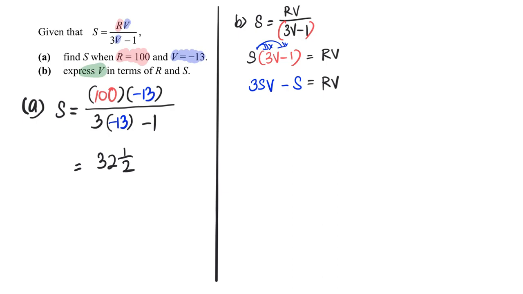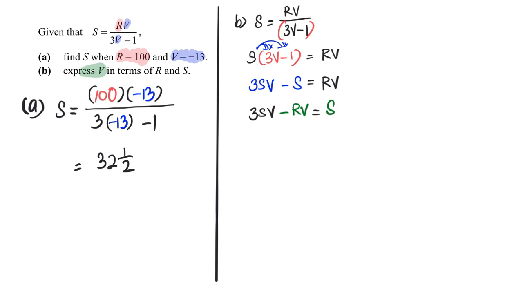subject. So all the terms with V on one side, all the terms without V on the other side of the equation, and you will then see the next step as such. I minus RV on both sides. I plus S on one side.